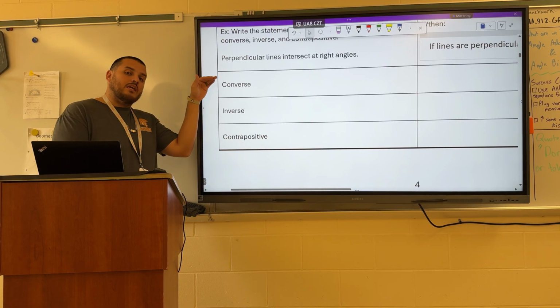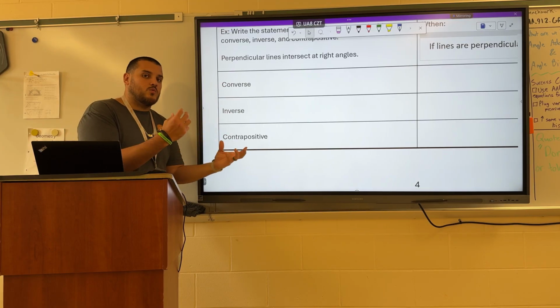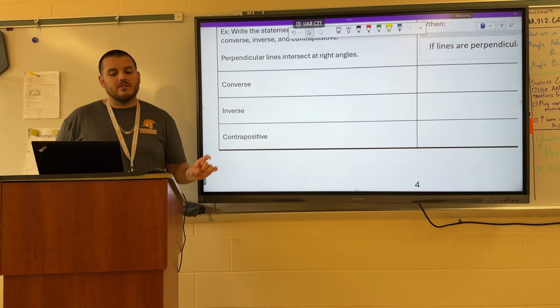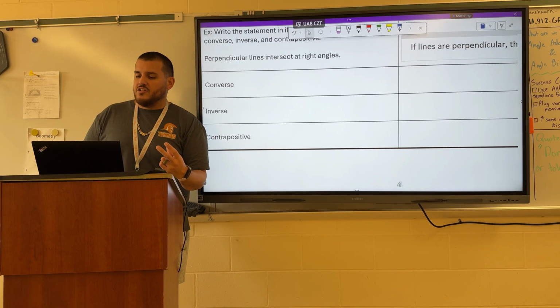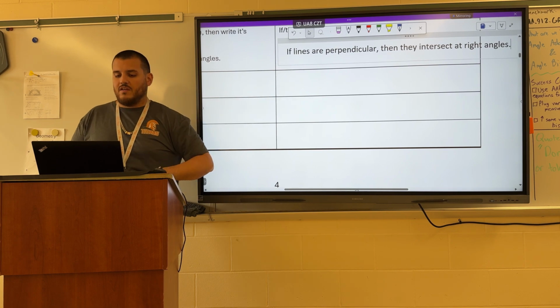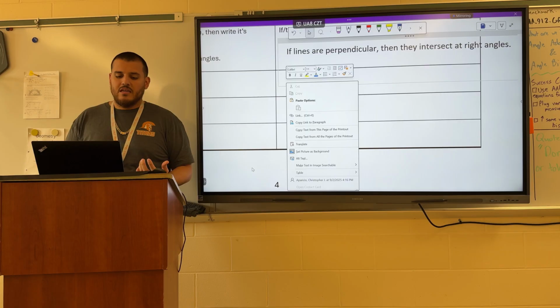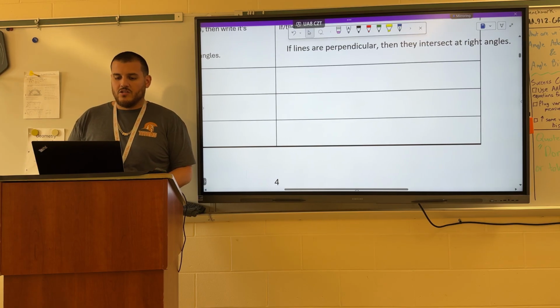And so the struggle will be, can you remember which is which? Which one's the exchange? Which one's the negation? Which one's both of those things? So the converse is just the exchange. So we're just flipping what comes after the if and the then, and just making sure that the sentence makes sense after we do that exchange, right?